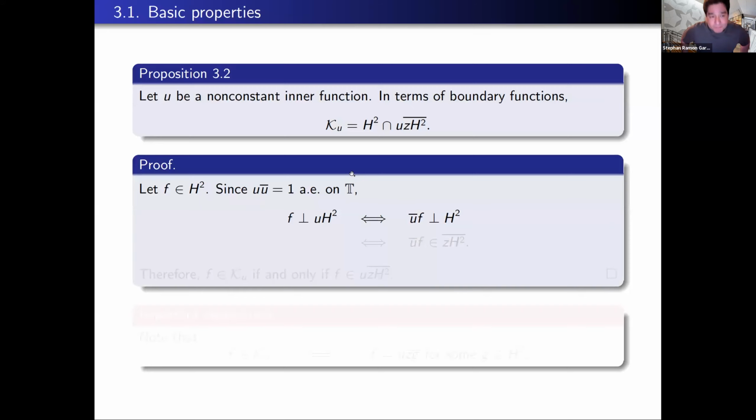So here's the explanation. Let F be an H2 function. We know that U times U bar is equal to 1 almost everywhere because U is an inner function. It has modulus 1 almost everywhere on the circle. And so F happens to be orthogonal to UH2, or in other words, to belong to the model space Ku, if and only if, well, what I do here is I can move the U from one side to the other inside an inner product because U times U bar is equal to 1. So F is orthogonal to UH2 if and only if U bar F is orthogonal to H2.